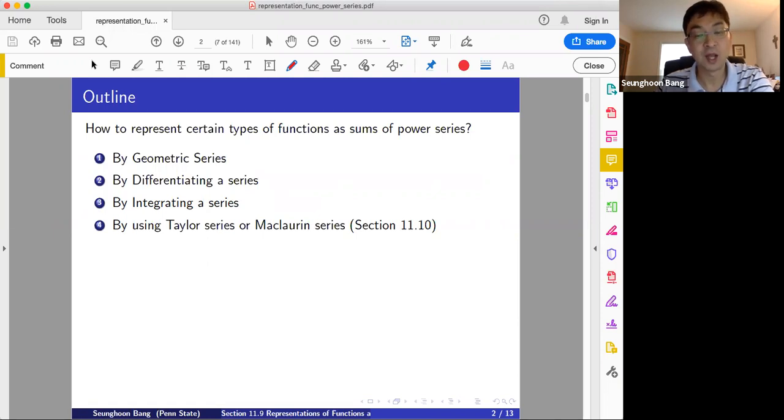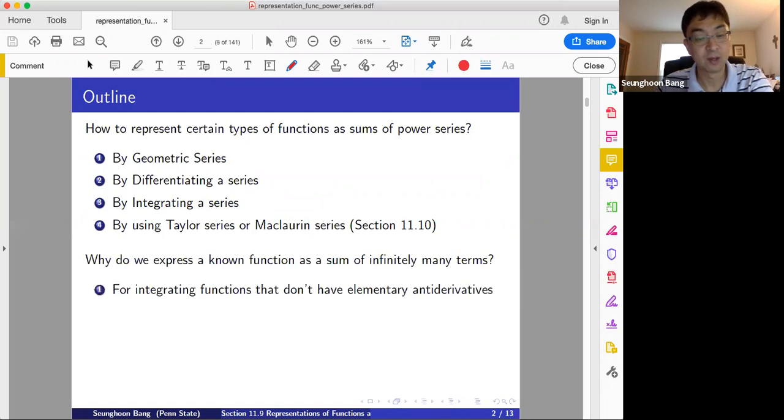The section 11.10, you can watch Kasha's video. You can find all things about the Taylor series and the Maclaurin series. Why do we express a known function as a sum of infinitely many terms? The first one, for integrating functions that don't have an elementary antiderivative. The example is the integral of 1 over 1 plus x to the 7 dx. So we cannot find the exact integral. In this case, we can use the power series representation.